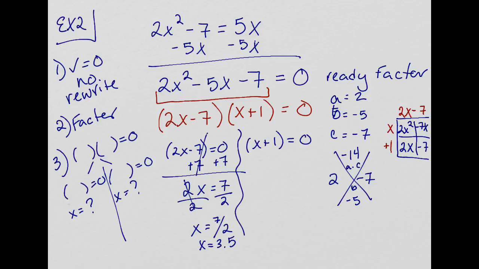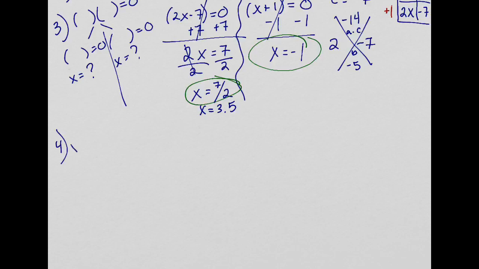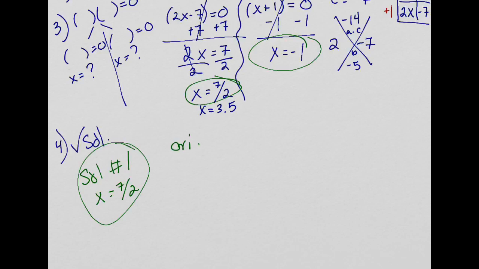Then for the right solution, x plus 1 is equal to 0. This one's a little bit quicker. Subtract 1, and that gives me x is equal to negative 1. So my two solutions that I found were 7 halves and negative 1, and I'm ready to check my answer, or check the solutions. Okay, so solution number 1, which was x equals 7 halves. My original equation was 2x squared minus 7x equal to a positive 5x. Remember, you always want to use the original equation that was given to you.